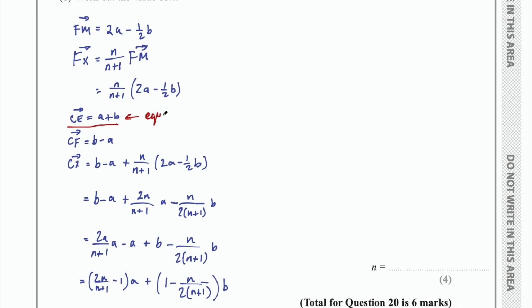This is equal coefficients. So because they are on the same straight line, these coefficients also need to be equal. So then you can say that 2n over n plus 1 take 1 equals 1 take n over 2 times n plus 1. Okay, then you need to solve this for n.